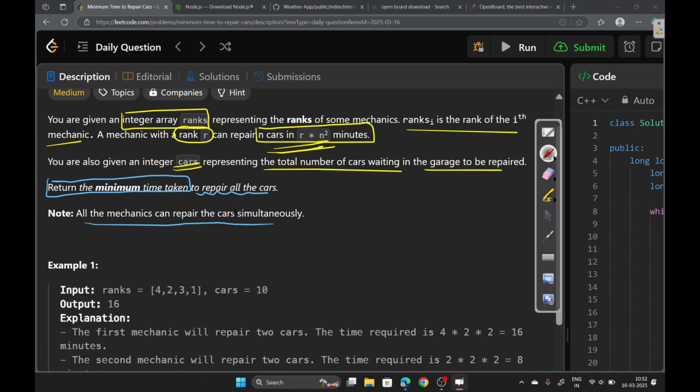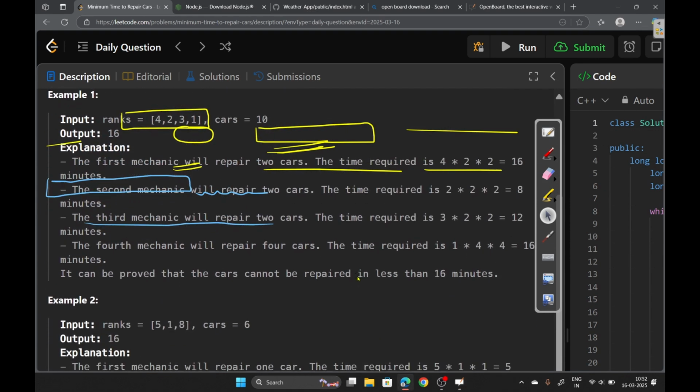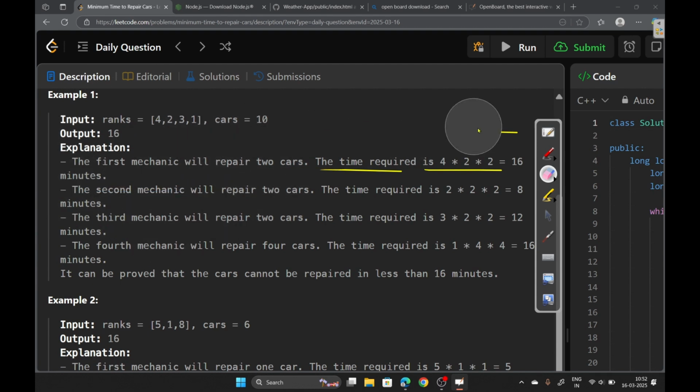I know the question is not making much sense to you right now, but let us understand the test case given so that we can have some better idea. Let me erase this stuff. So the test case is given with ranks 4, 2, 3, and 1. These are the ranks of each mechanic, and a total of 10 cars are supposed to be repaired.